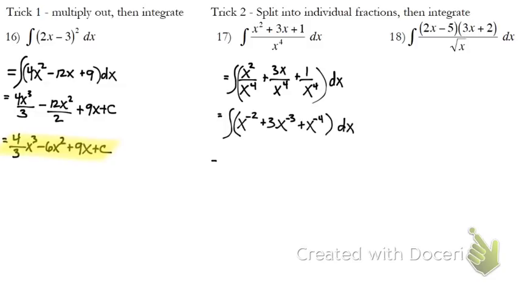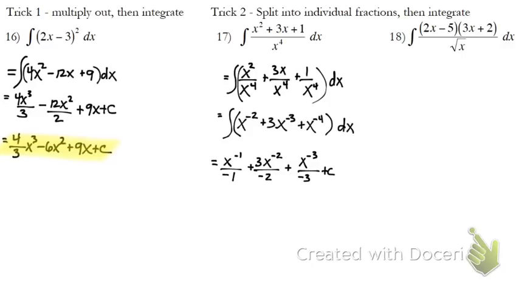So now that we have all of these written in power rule form, I can actually take the integral of all of them. The first one, if you bump up the exponent by 1, a negative 2 becomes a negative 1 divided by negative 1. The second one, 3x to the negative 3 becomes 3x to the negative 2 divided by negative 2. The next one, x to the negative 4 becomes x to the negative 3 divided by negative 3.